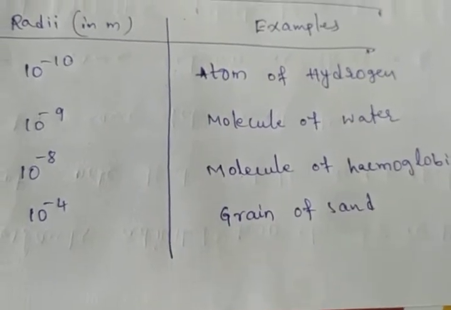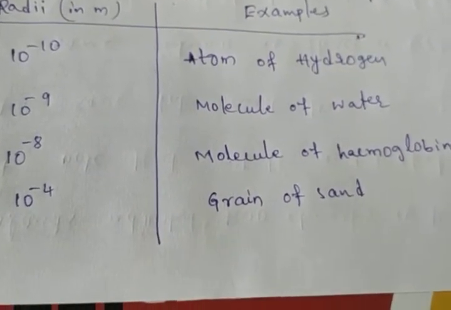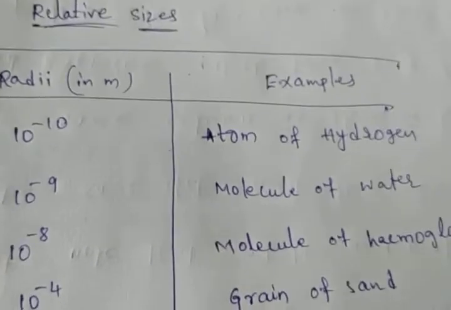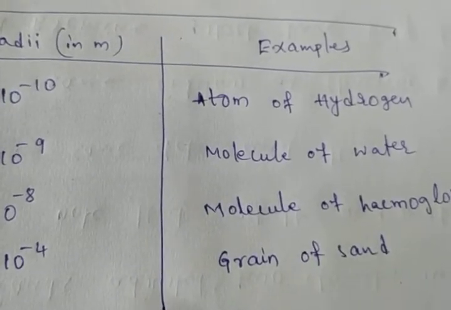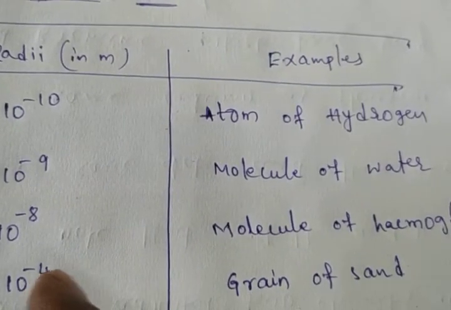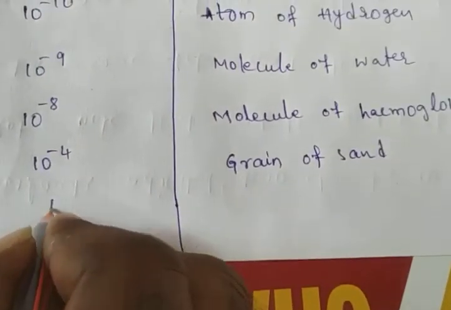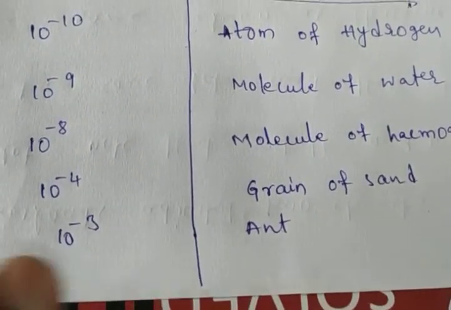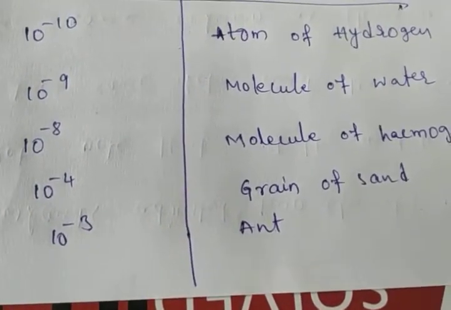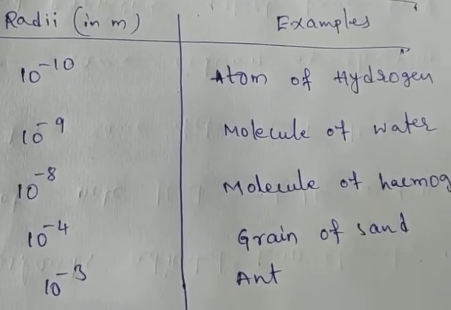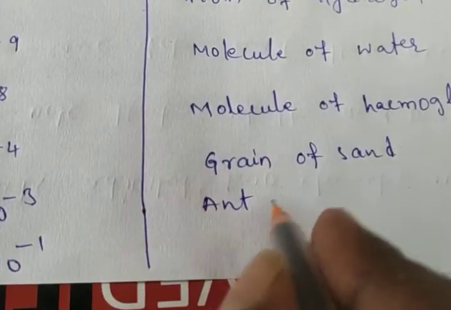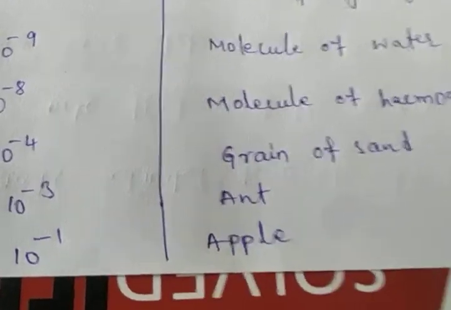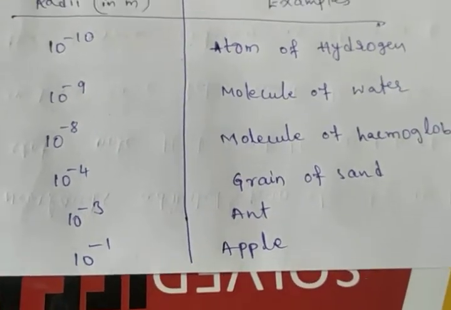And the next one, ant. The ant radius is 10 to the power of minus 3. And the apple radius is 10 to the power of minus 1. Ant has a radius of 10 to the power of minus 3, and the apple has 10 to the power of minus 1.